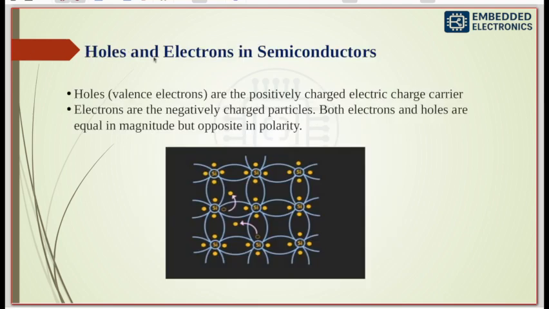And next is the holes and electrons in semiconductors. So see, this is the silicon crystal and here one vacancy is showing, right? That is nothing but a hole. And this moving electron is nothing but the free electron. Holes are positively charged electric charge carriers, but electrons are negatively charged particles. These both are equal in magnitude but opposite in polarity. So these are the two types of charge carriers accountable for the flow of current in a semiconductor.